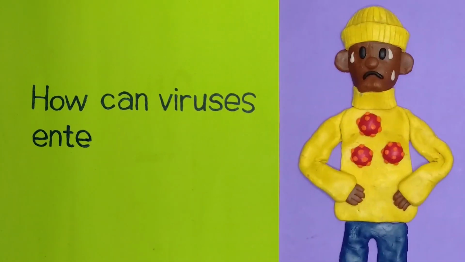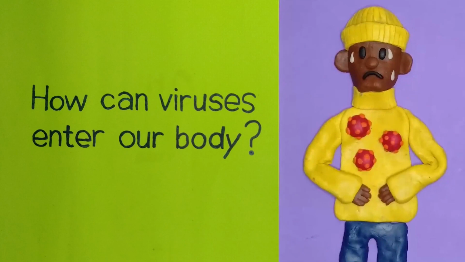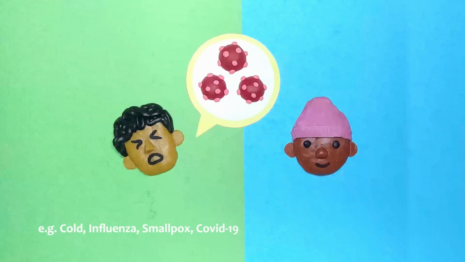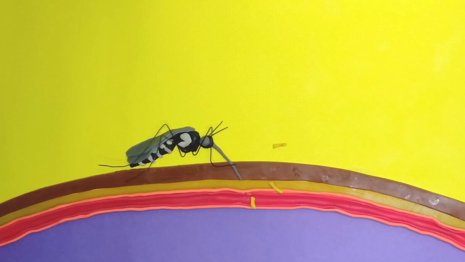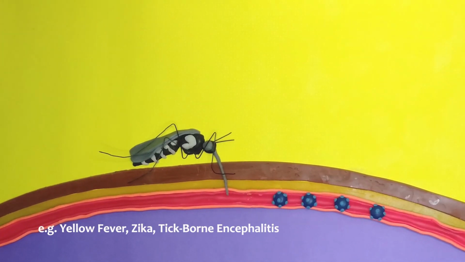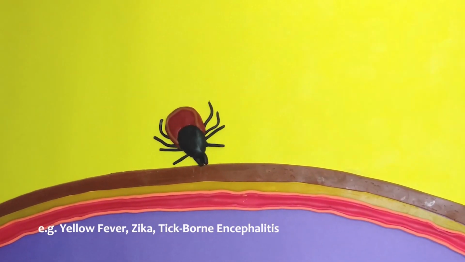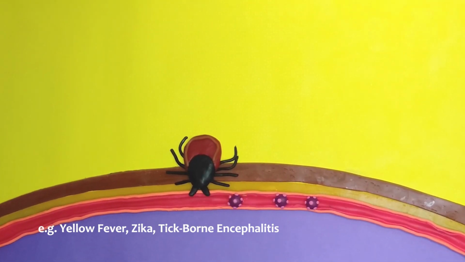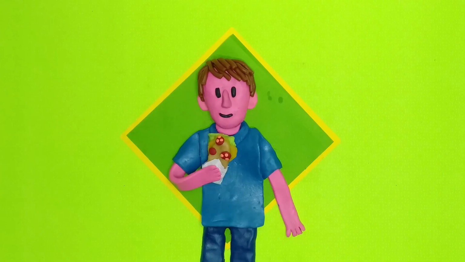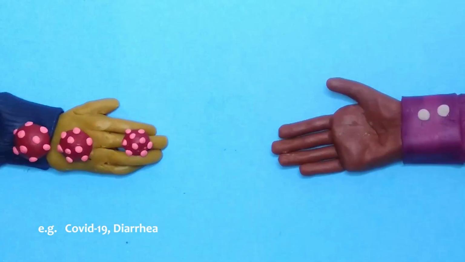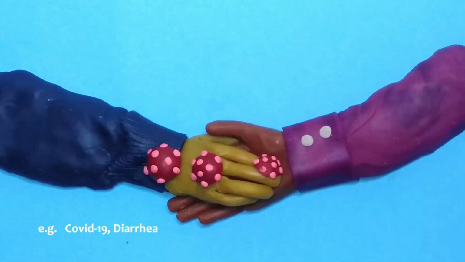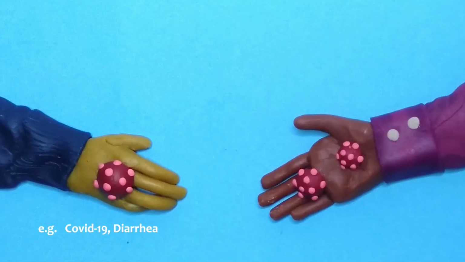How can viruses enter our body? Via droplets, they can enter our mouth and induce, for example, cold, influenza, smallpox, and COVID-19. Via mosquito or tick bites, they can enter our bloodstream and induce, for example, yellow fever, Zika, and tick-borne encephalitis. Via contaminated food or water, they can enter our stomach and the digestive tract and induce, for example, diarrhea. And via direct contact with sick people, they can induce, for example, diarrhea and COVID-19.